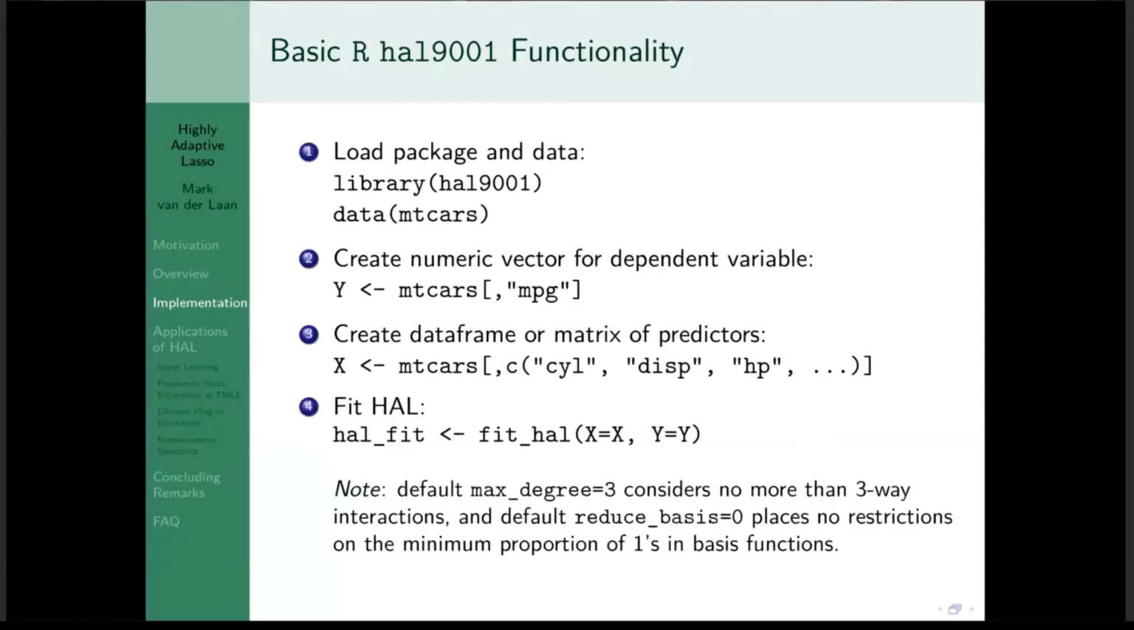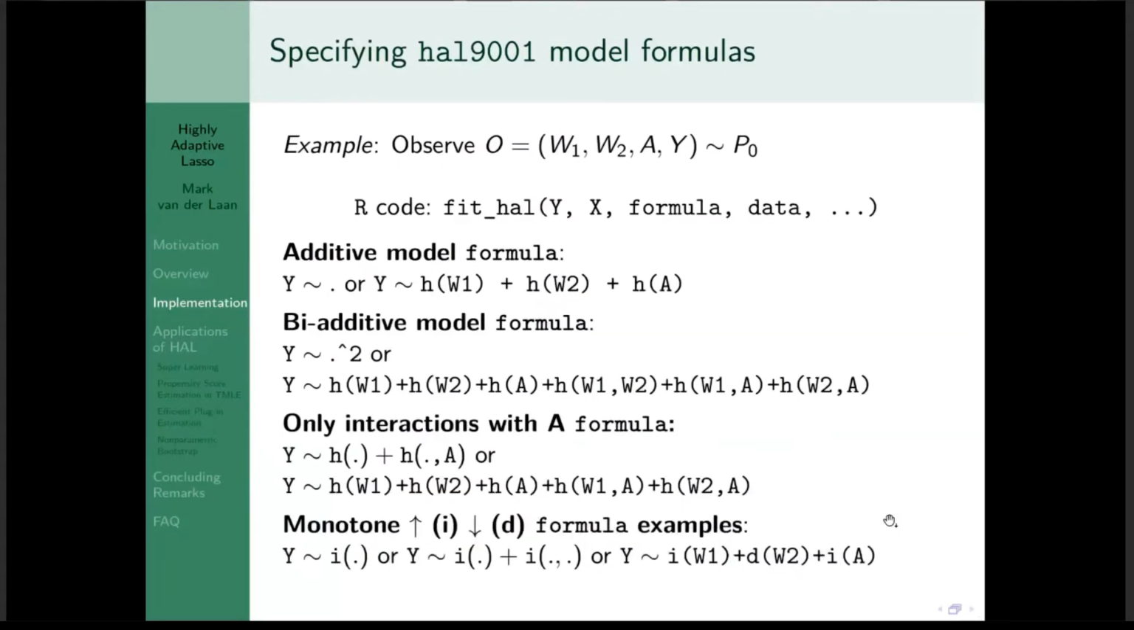And this would go up to three-way interaction and no restrictions on the basis functions, but there is a way to restrict it. So here are some examples of that. Suppose your data is W1, W2, and let's say a treatment A and an outcome Y, where the W's are the covariates. You can specify that you want a certain functional form. For example, you say, I want a pure additive model. So then you can write Y is dot, or write it out as Y is H(W1) plus H(W2) plus H(A).